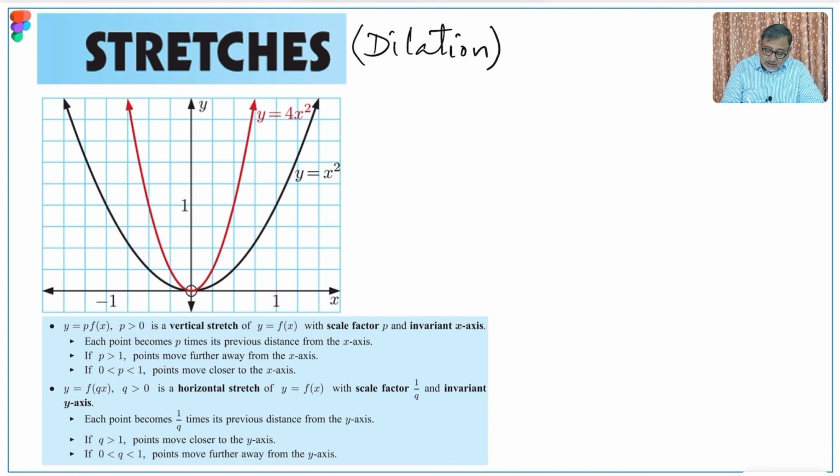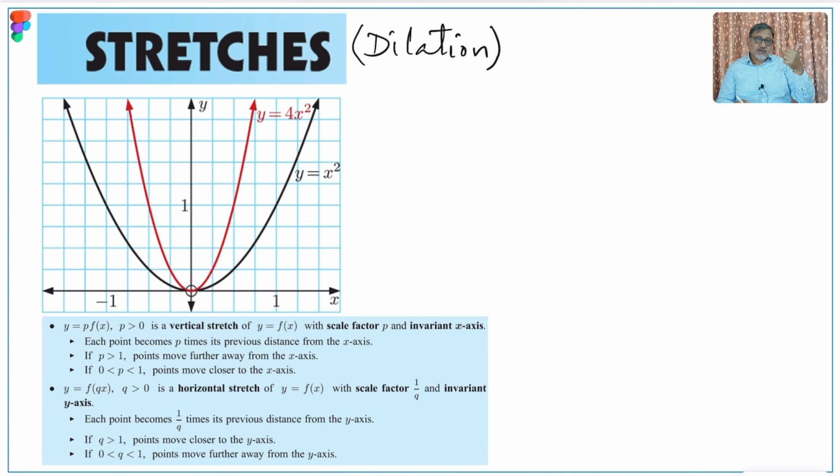Similarly, for horizontal stretch, if you have f of qx, where q is greater than 0, then the graph is stretched parallel to the x-axis by a scale factor 1 upon q. So invariant y-axis, means any y value will remain same, the x value will be multiplied by 1 over q, right? If q is greater than 1, the graph will come closer to the y-axis, means it will get shrunk, and when q is between 0 and 1, the graph will get pulled away from the y-axis. So for x, everything is opposite.